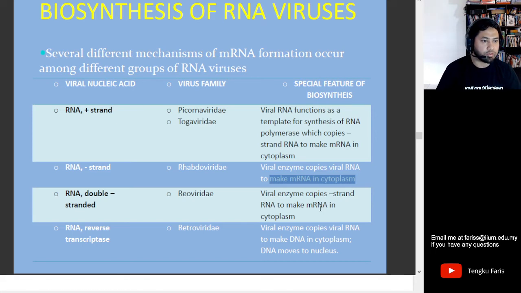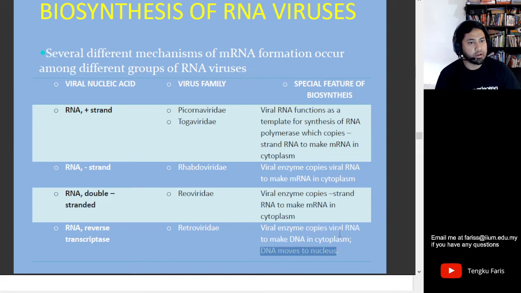For the complex, I think, reverse transcriptase is another enzyme that can facilitate this conversion. The viral enzyme copies viral RNA to make DNA in the cytoplasm, and then the DNA moves to the nucleus. So at your level, I think this is not that important, but it's enough for you to know the virus family and also the type of viral nucleic acid.